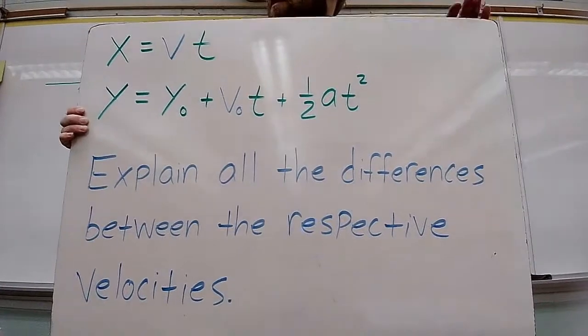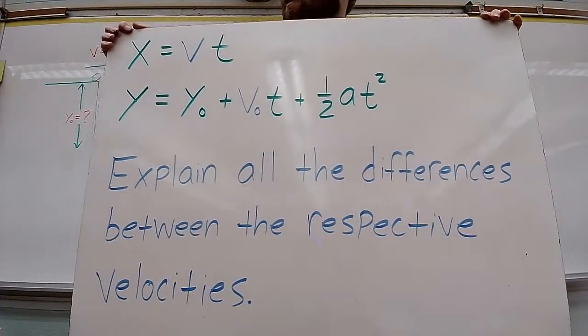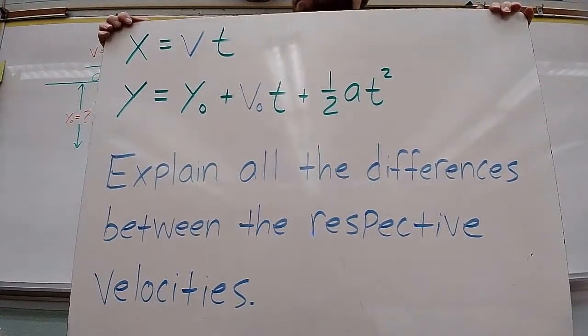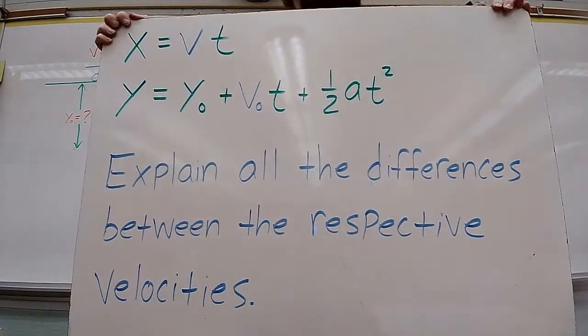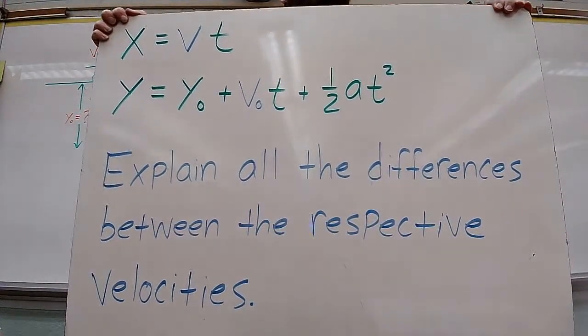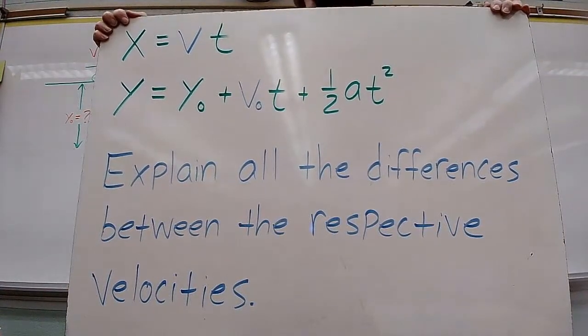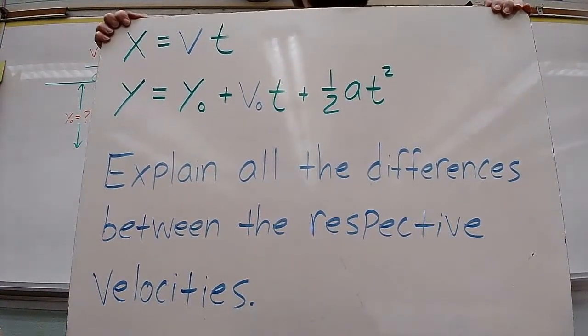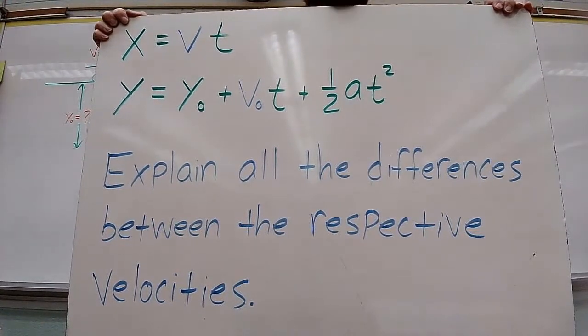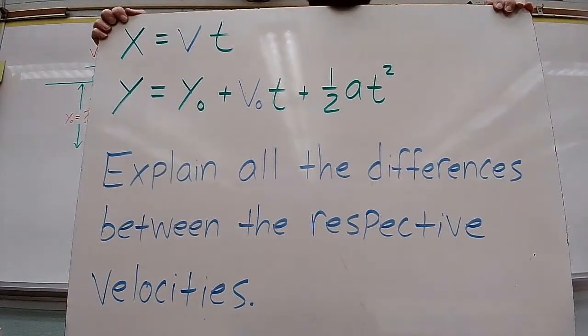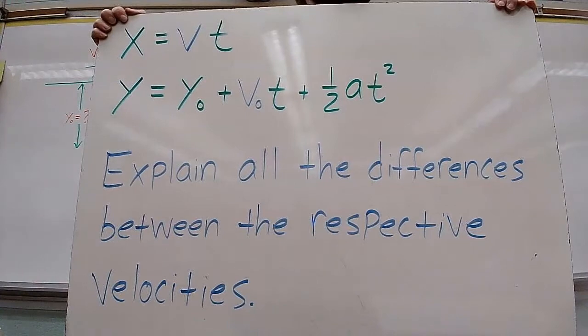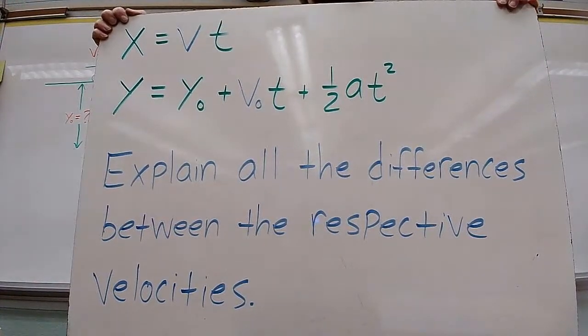We've got 2 equations here. x equals vt and y equals y original plus v original t plus 1/2 at squared. There are 2 velocities, one in each of those equations. What are the differences between those 2 velocities? Anybody want to tell me one? There are no differences? Incorrect. Yes. Different directions. One's in the x and one's in the y.